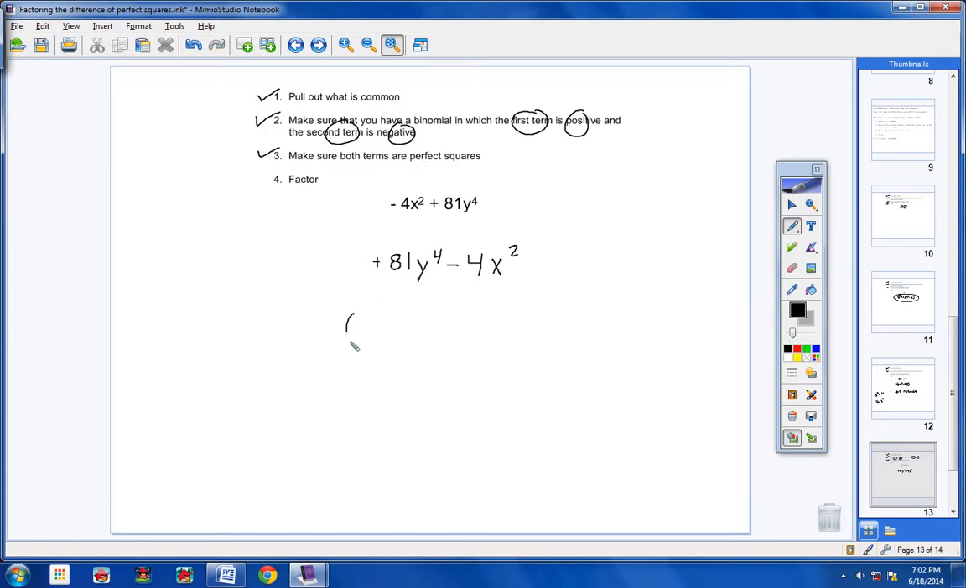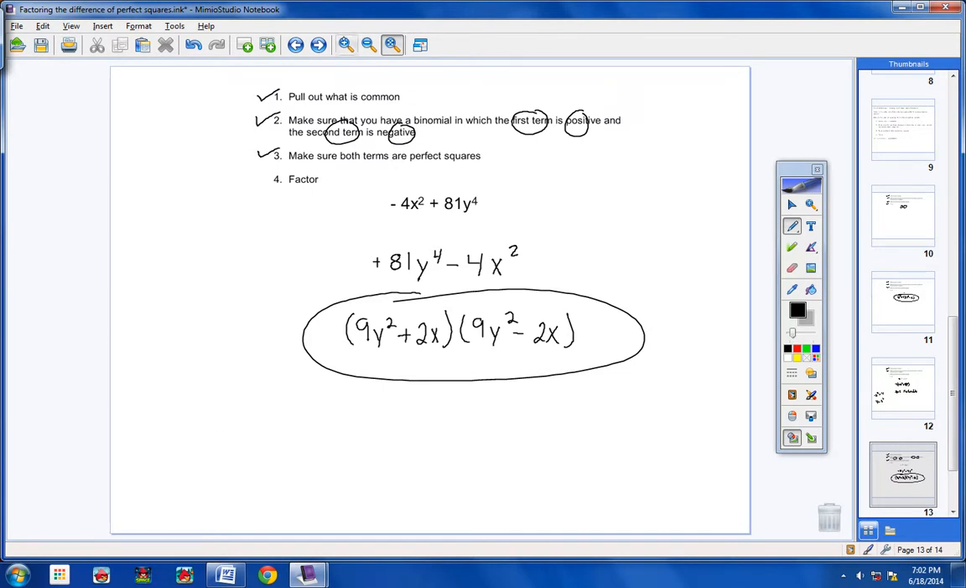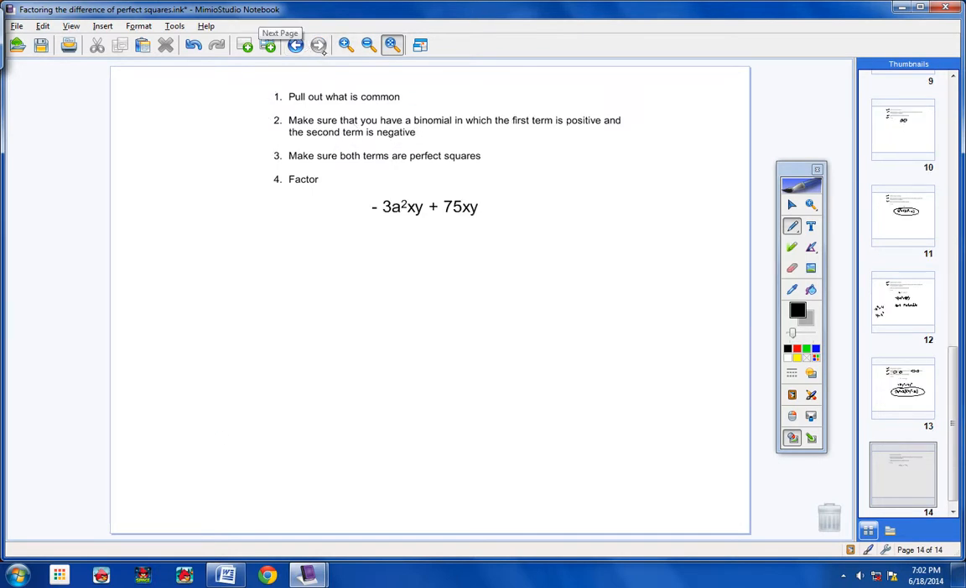So now we're just going to factor. Put a couple little parentheses. The square root of 81y to the fourth, do that in your head. You'll get 9y squared. So we're going to write that here, and we're going to write that here. And then take the square root of 4x squared in your head. The square root of 4x squared would be 2x. So we're going to put a 2x here and a 2x here, and then make one positive and make one negative. There we go. You did it. Okay? All right, moving on to, I believe, our last problem. All right, and we're finished.